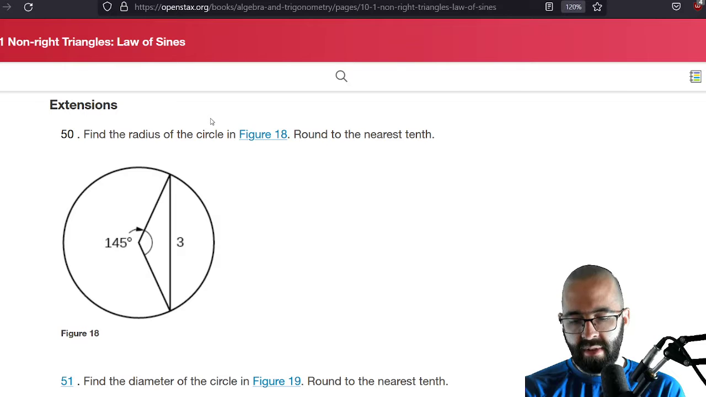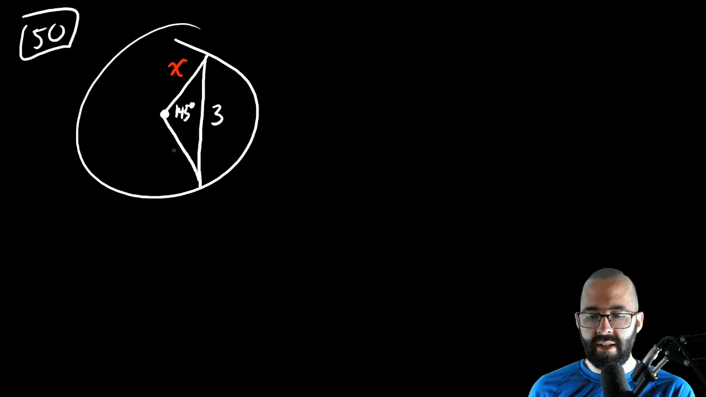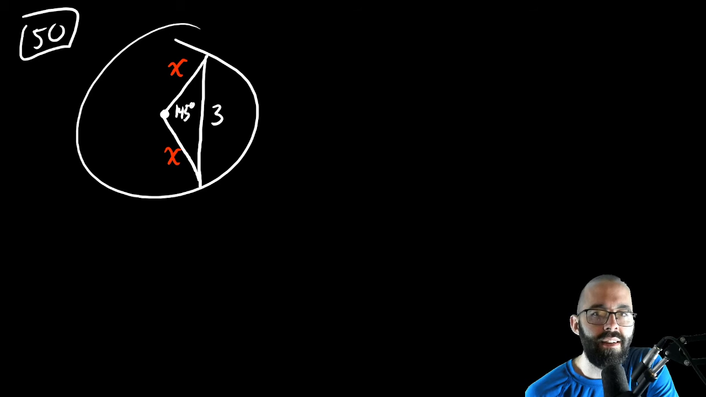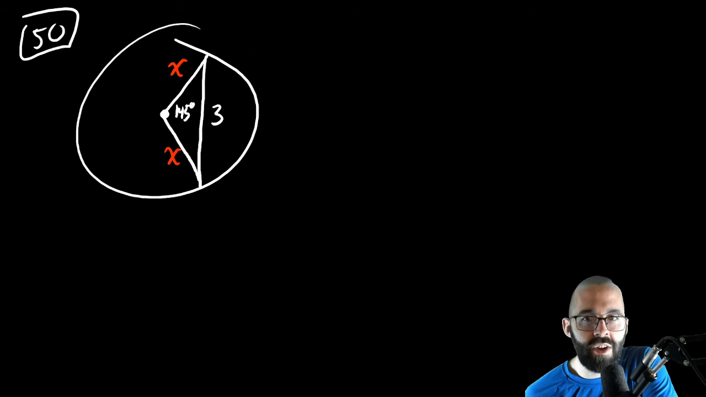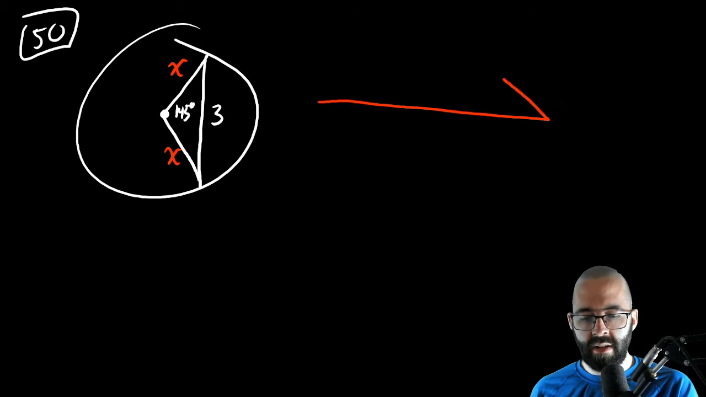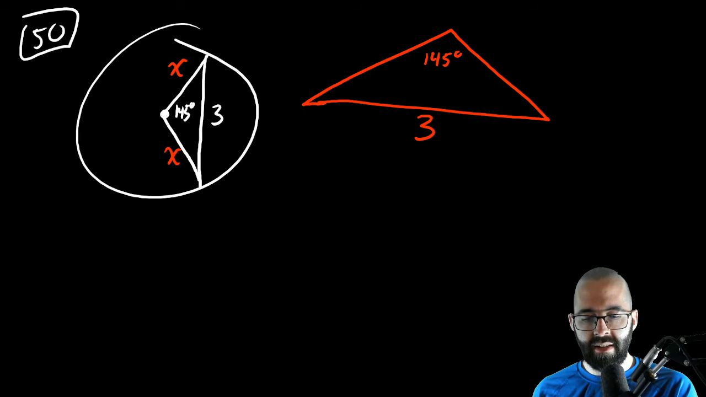This is 3. It wants us to find the radius. Note that the radius is just this. It's also this. This is an isosceles triangle. This triangle can be drawn like this. Again, 145 degrees. This is 3. X and X. So these angles are the same.